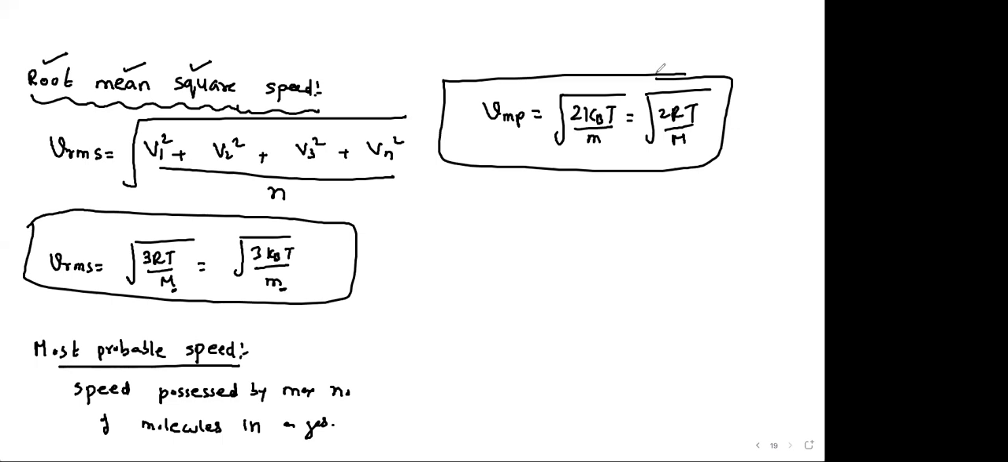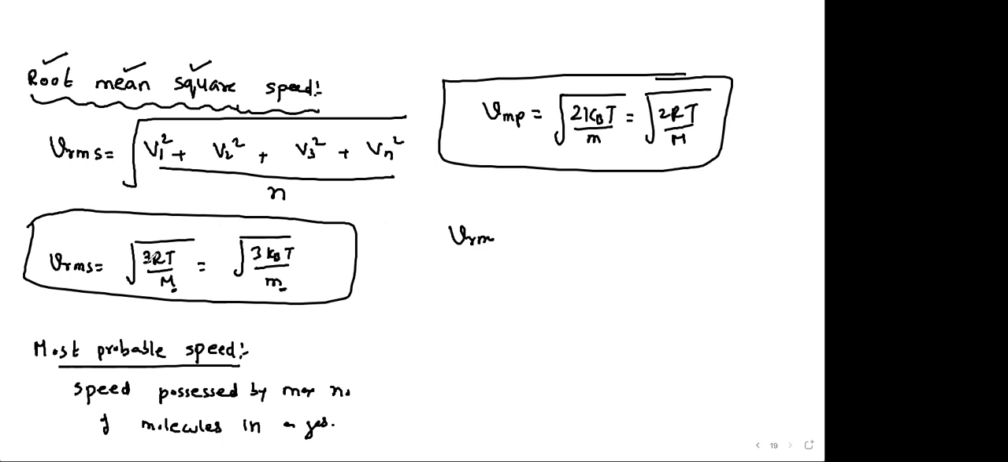Just note it down and tell me which one is the greatest out of these 3. Out of these 3 speeds, which one has the maximum value? The second one, V RMS. Okay, very good. So the maximum is V RMS.